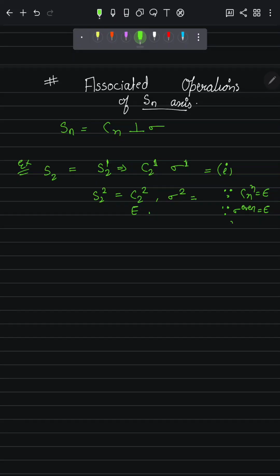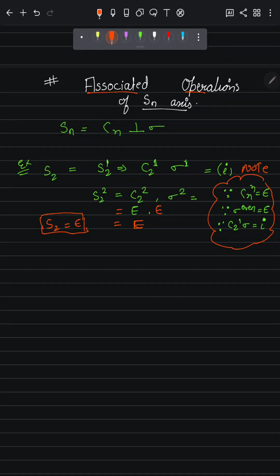And C2^1 with sigma is equal to inversion. So these are the important notes that we need to remember. Let's make a note here. So here C2 is even, so it is also identity. If we equate them, then it is also identity. So S2 is equal to identity.